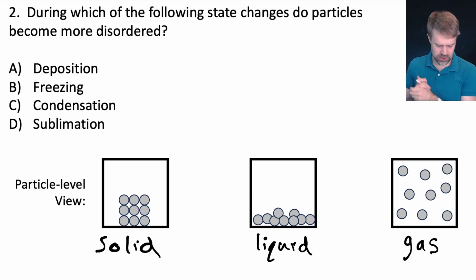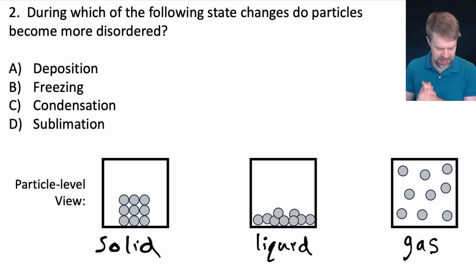So, which of the following state changes do particles become more disordered? Now, we want to look at state changes. State change is when a material changes from one state to another. Okay, so let's look at these four state changes. Got to know these for the test. You also got to know how the particles look, as we just did, solid, liquid, gas. You also want to know what all these different state changes are.